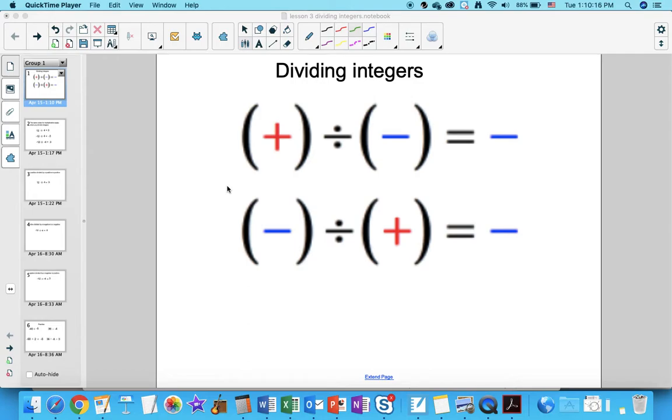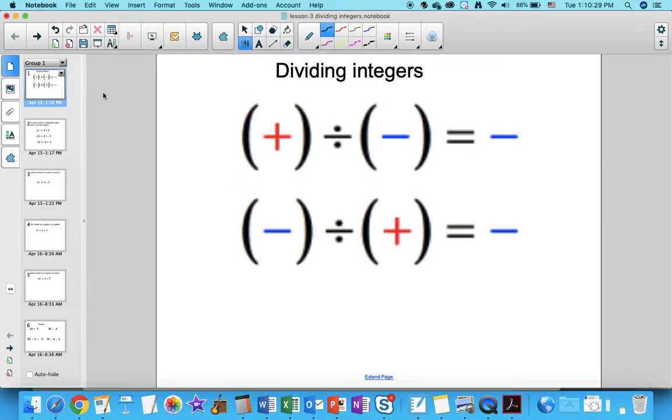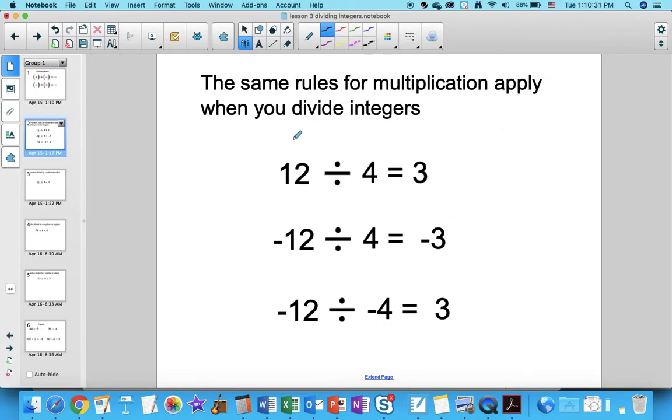Hi, if you're watching this video, you're watching my video on dividing integers. This lesson will be very similar to multiplying integers because the same rules apply. So this video will also be very short because the rules are relatively simple and easy to follow. So let's start.